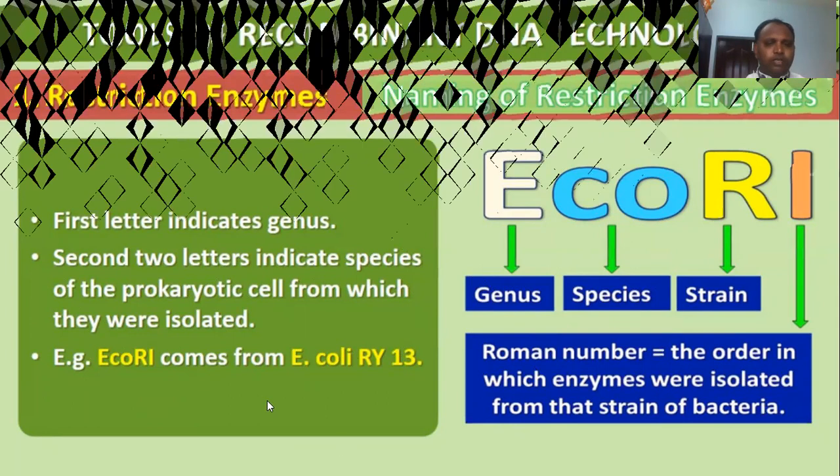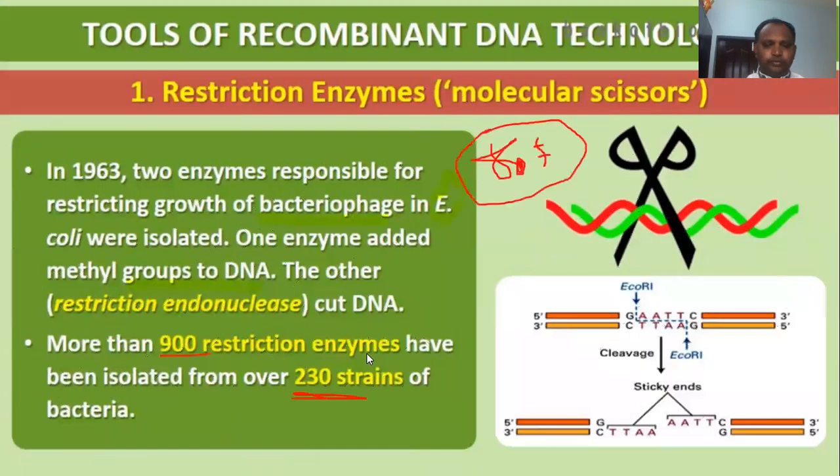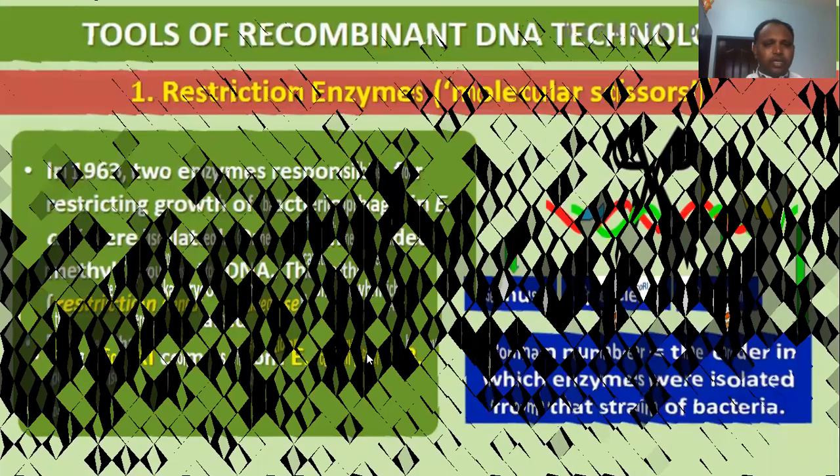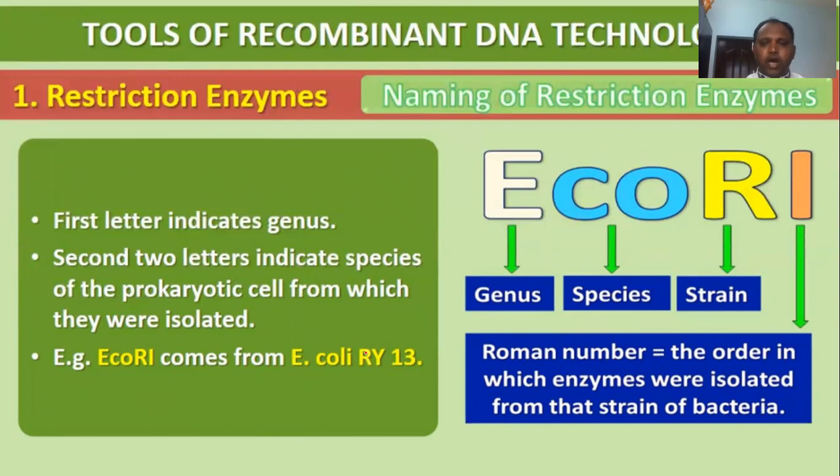So EcoRI comes from E. coli, and the strain name is RY13. From that organism they isolated it, so that's why it is given the name EcoRI. Similarly, HindIII, BamHI, there are many enzymes whose examples we are going to see.